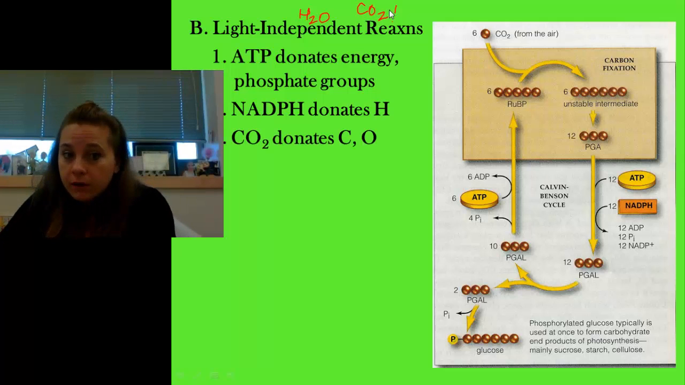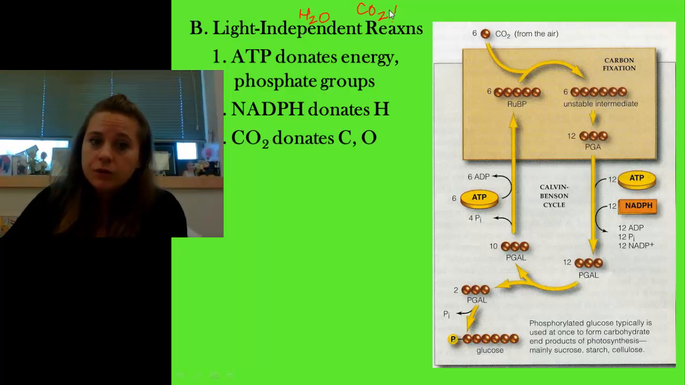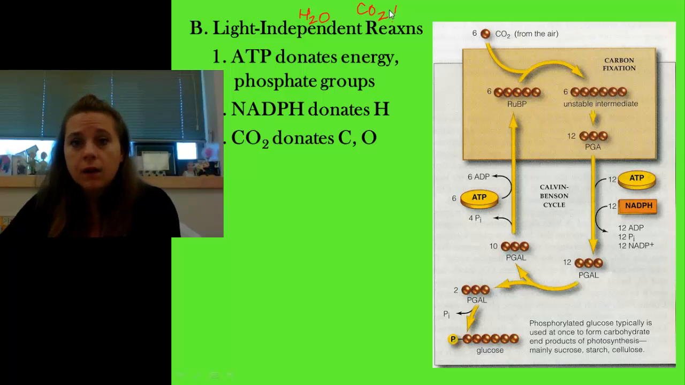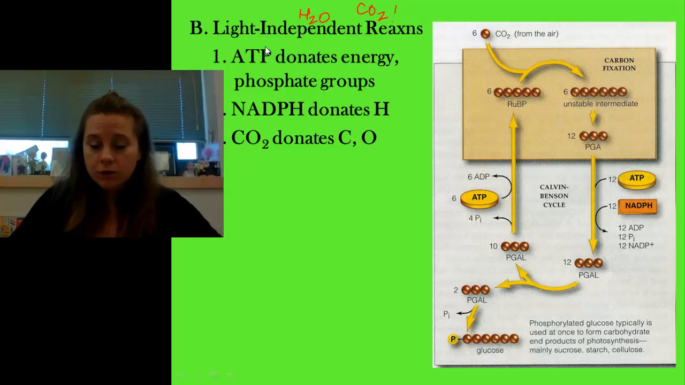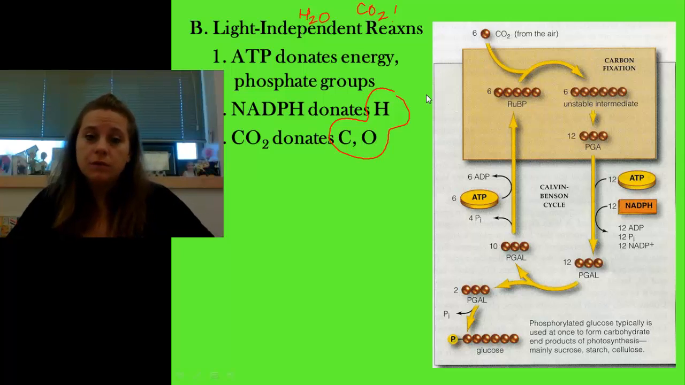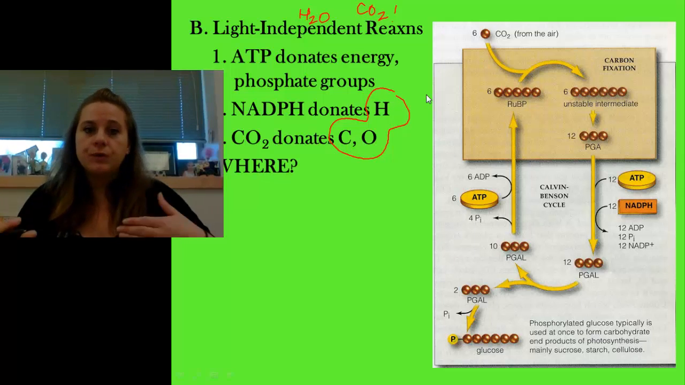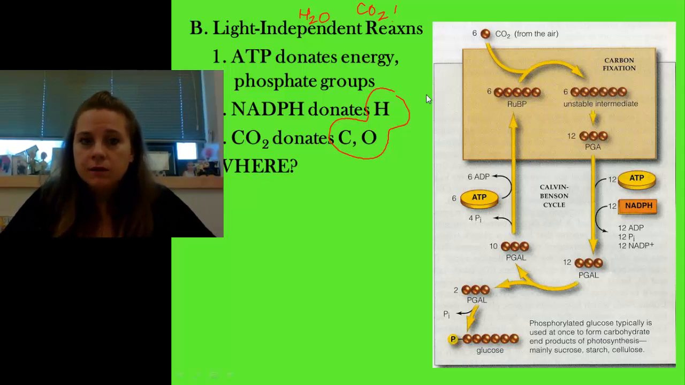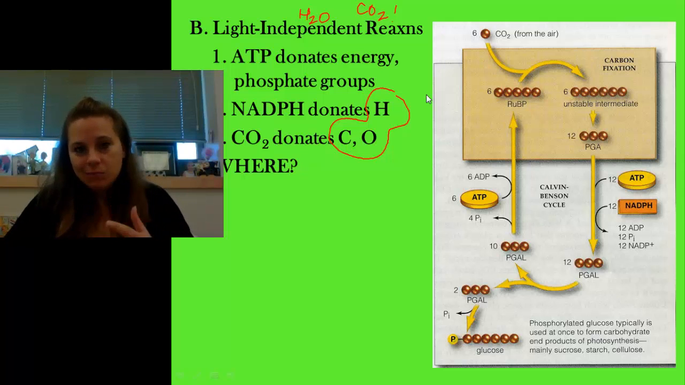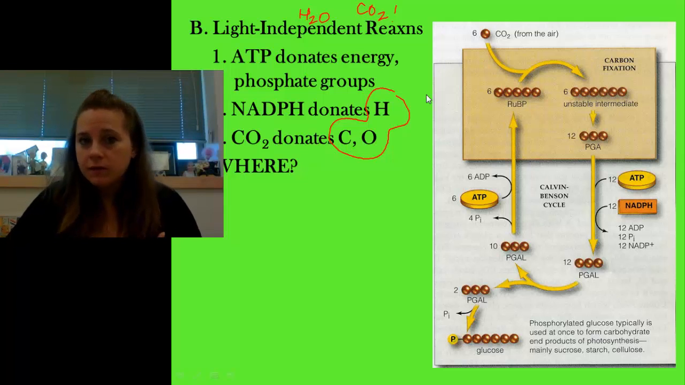My carbon dioxide is going to be there to donate the carbons and the oxygen that's necessary to help create my carbohydrate. Here's where I'm going to have my hydrogen, here's my carbons and my oxygens to ultimately create my C6H12O6, my glucose. So where is this occurring? This is occurring inside the space, inside the chloroplast, inside those thylakoids.